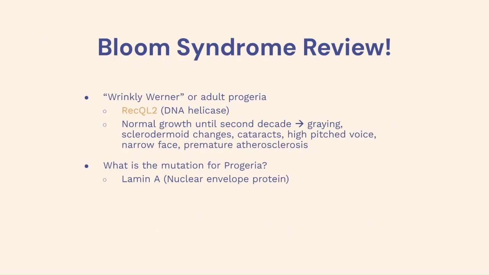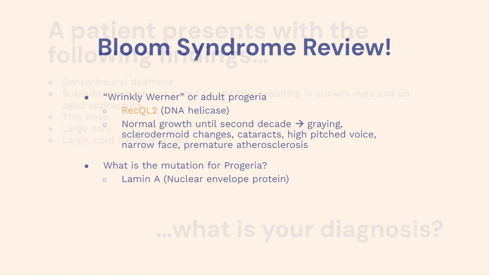So we talked about Bloom syndrome being RECQL3. We talked about Rothmund-Thomson being RECQL4. And I mentioned briefly there's Werner, or adult progeria, which is RECQL2. I just wanted to bring that in here so we're making these connections between lectures. And then also, what's the gene for progeria? Like normal progeria, not adult progeria. That's LMNA, just so you don't get those confused.